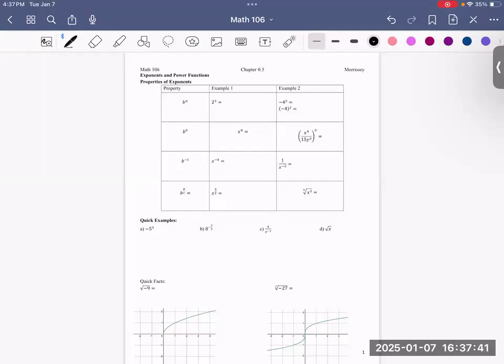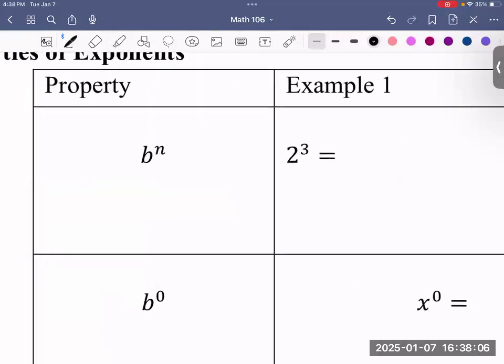Welcome to Math 106, Chapter 0.5, where we talk about exponent properties and power functions. Now, this is a crucial section because a lot of these themes do come up when we go to derive, as is with all of our other Chapter 0 foundational notes. However, you're going to notice that these skills come up time and time again. So when we talk about some of these properties, you may already know some of these.